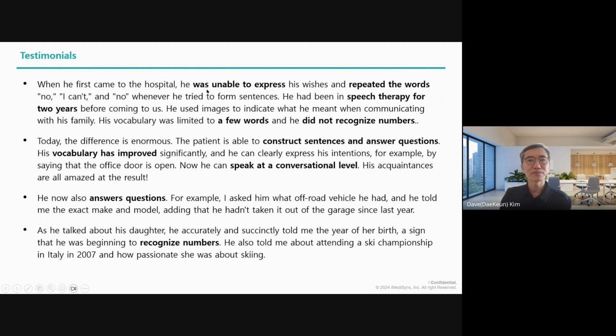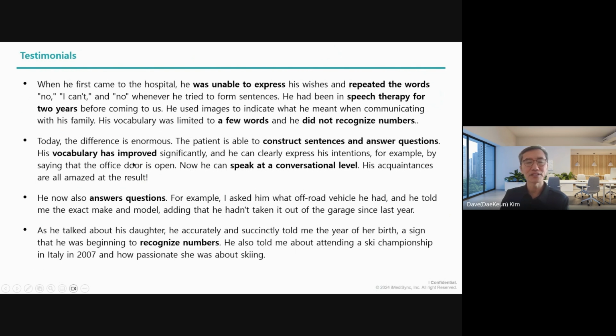This is 4 years after the stroke. His basic symptom is that he cannot express himself, only repeating words, and he had been in speech therapy for 2 years before the intervention. His vocabulary was a few words and he did not recognize numbers. But after 2 months of intervention, he started to construct sentences and answer questions.